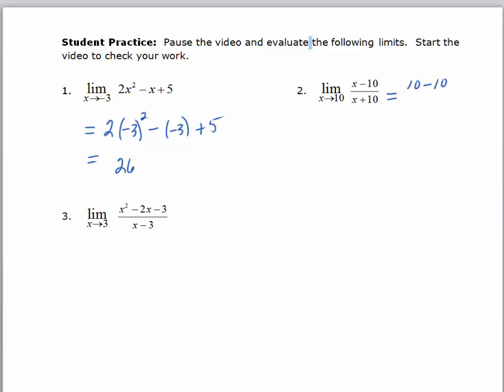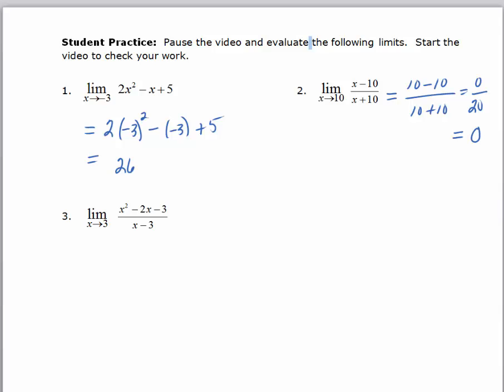10 minus 10 over 10 plus 10, that's 0 over 20, and 0 divided by any non-zero number is actually equal to 0. So here the limit does exist, it's equal to 0.